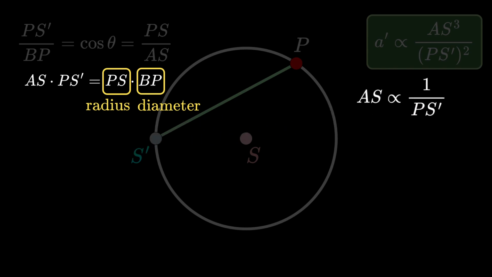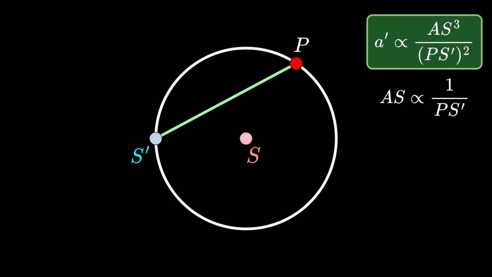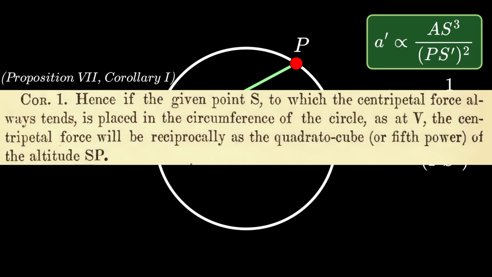Finally, we use this inverse proportionality and the formula for the acceleration we previously derived to see that the force or acceleration has to be inversely proportional to the fifth power of the distance. This specific inverse fifth power law has been singled out in Newton's Principia.